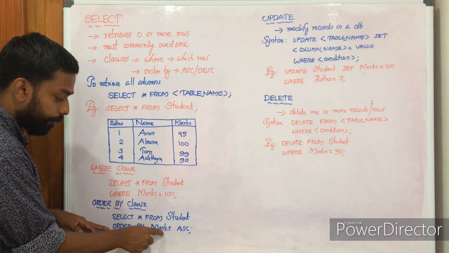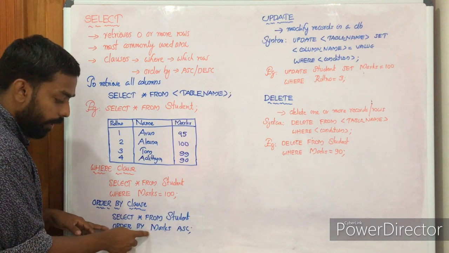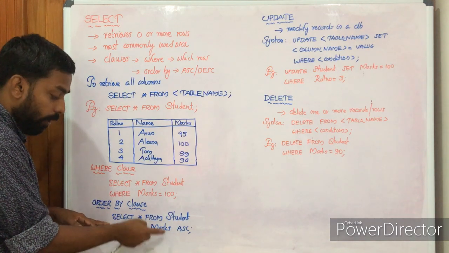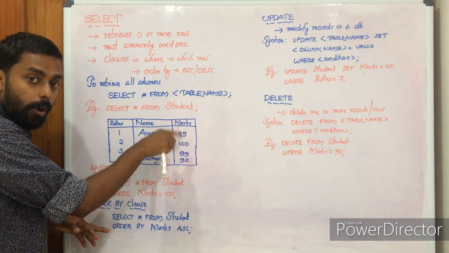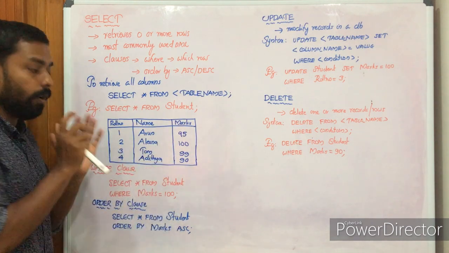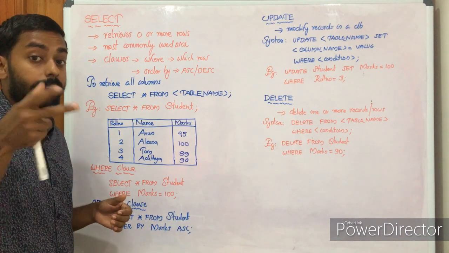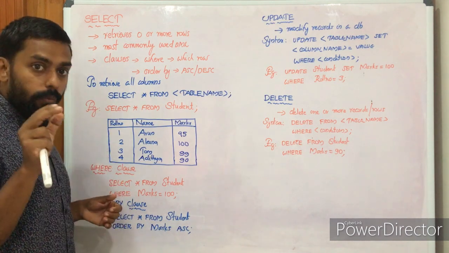So select star from student, order by marks. And after order by, we are giving what? Marks. We are making an order based on the column marks. Right? Column marks. ASC. What will be the order? Increasing order, right? Ascending order. So what will be the result?